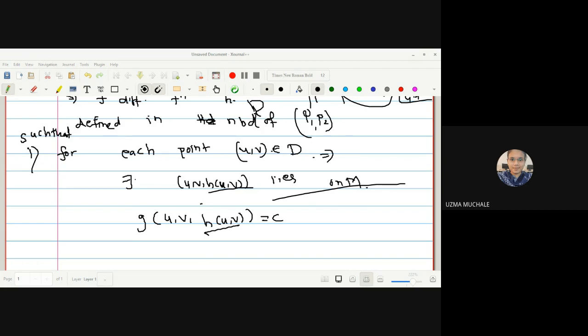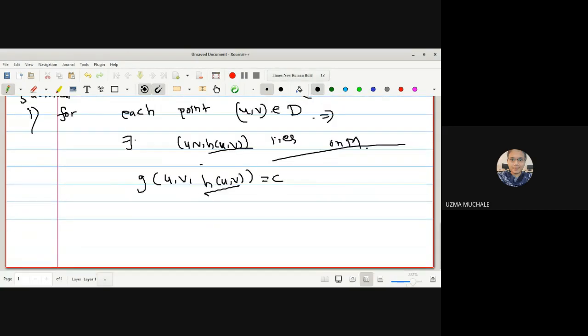The set of points (u, v, h(u,v)) on the condition that (u, v) belongs to D is a neighborhood of a point P in a surface M. Okay, so what we have, the set (u, v, h(u,v)) on the condition (u, v) belongs to D is a set of points which is working as a neighborhood of a point P on a surface M.